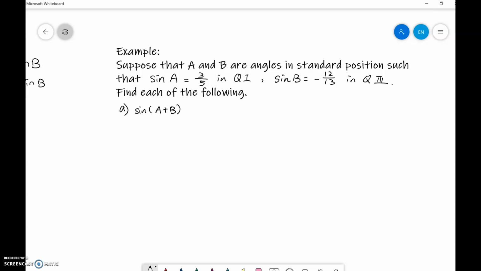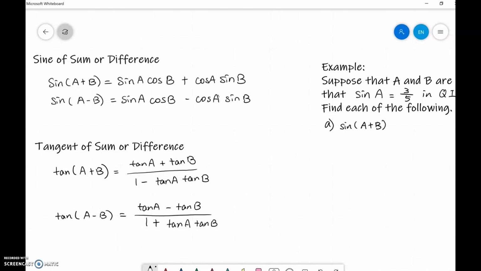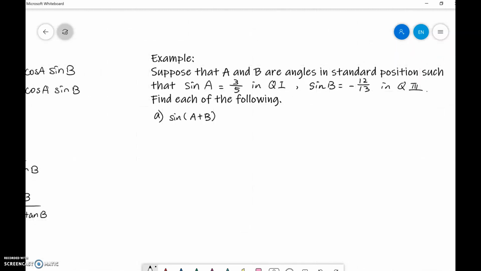So to find the sine of A plus B, we need to know sine of A, cosine of B, cosine of A, sine of B. However, right now we only have sine of A and sine of B, so we need to find cosine of A and cosine of B.